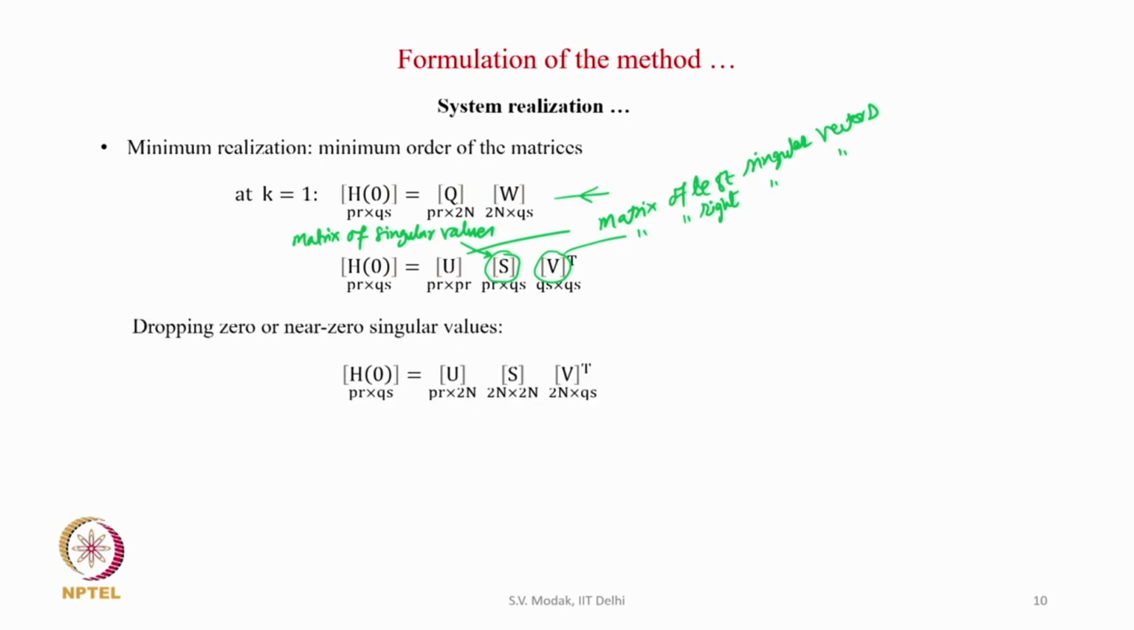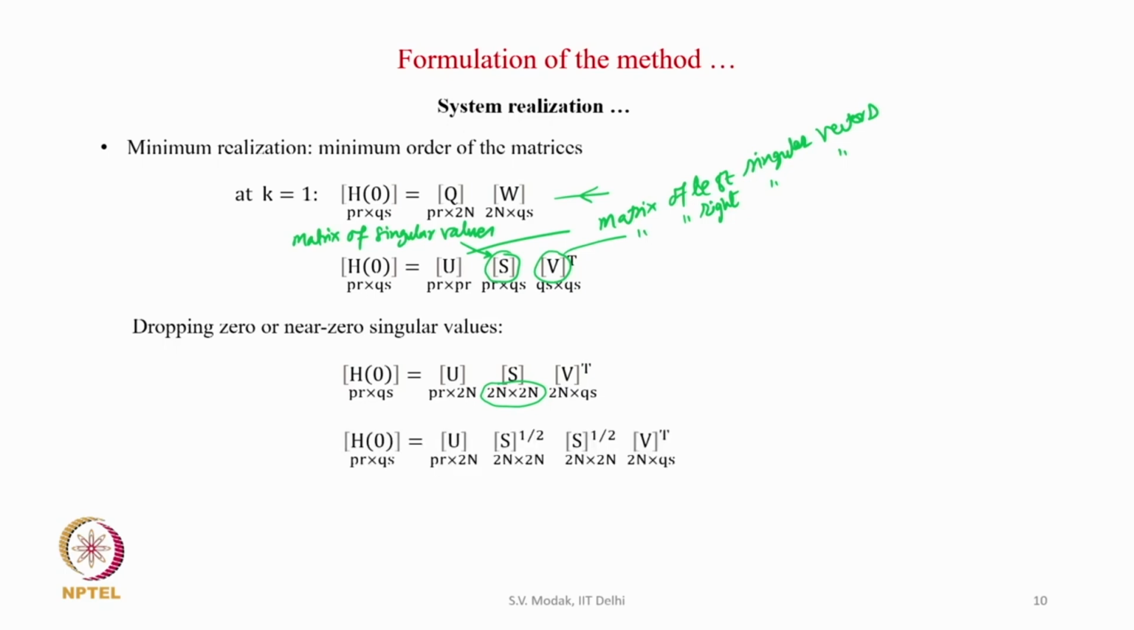So, by doing so we get this result. You can see on the right hand side the order of the matrices U, S and V is now reduced. The matrix S is now of order 2n by 2n, because here we have retained only the 2n singular values which were found to be non-zero, while all the rest of the 0 or nearly 0 singular values have been dropped, and the corresponding left and right singular vectors have also been dropped. This truncation essentially leads to minimum realization.